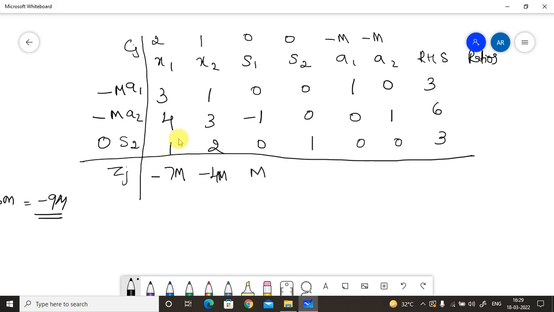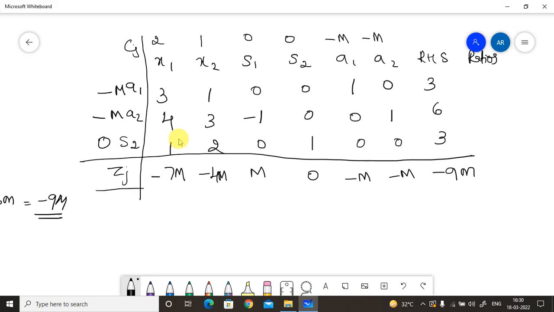So together we have to add, that's the summation of all the multiplications there. So minus m into 0, minus m into 0, 0 into 1, so this becomes 0, and minus m into 1, so that's minus m. Here it is again minus m, and this becomes minus 9m. Yes or no? Right? Minus 9m we got.